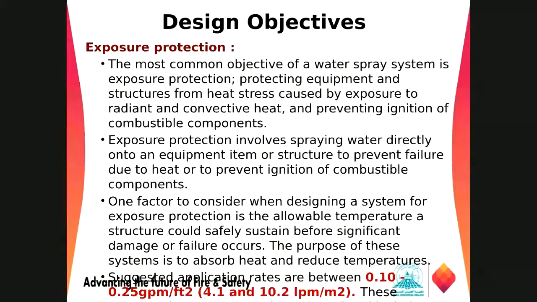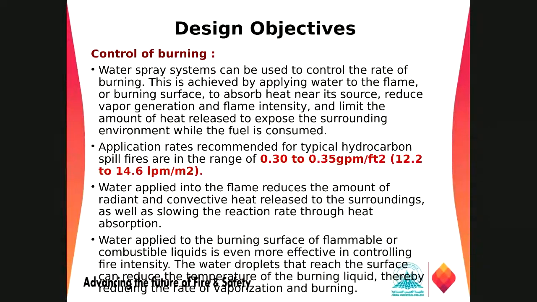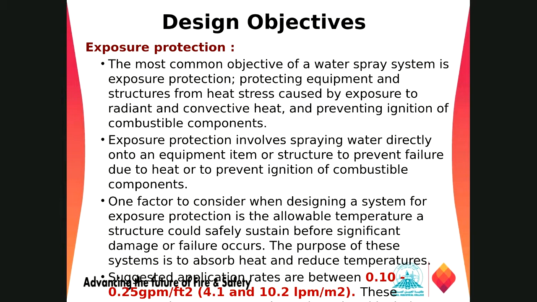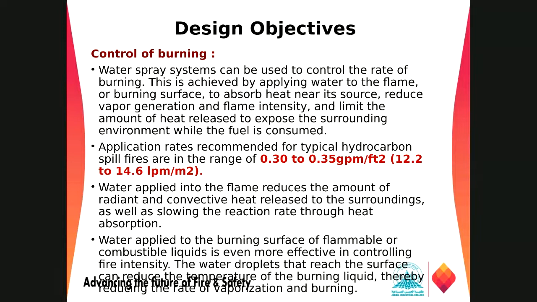So we discussed the exposure protection. Next, we have the control of burning, right? If you can see the density in the exposure protection, we have from 0.10 to 0.25, just for the cooling purpose for exposure protection. Next, we have control of burning, which needs higher densities, more than 0.30, all the way up to 0.35 GPM per square feet, right?